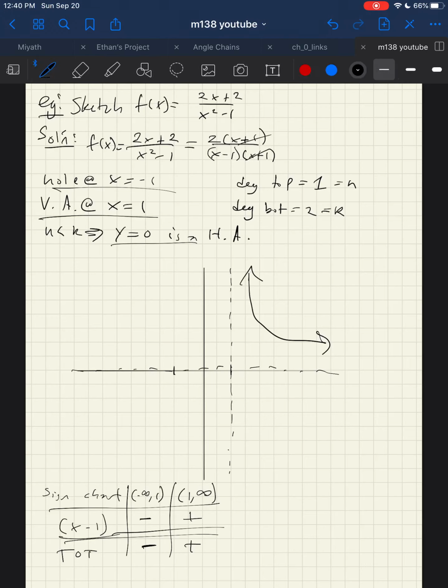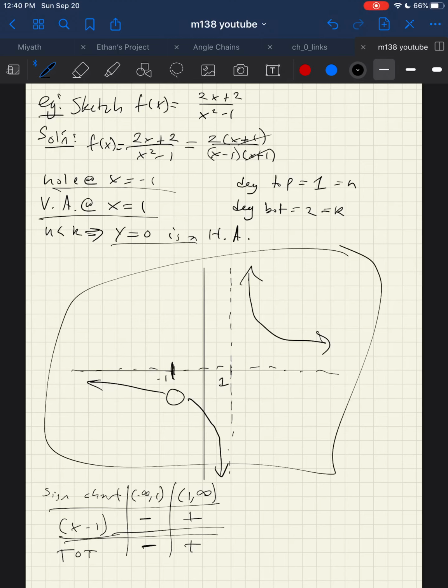So since it's negative over here, I've got something like this, and I just need to remember to leave a gap here at x equals -1. Okay, and this is a nice sketch of my graph. All right, I think that's good.